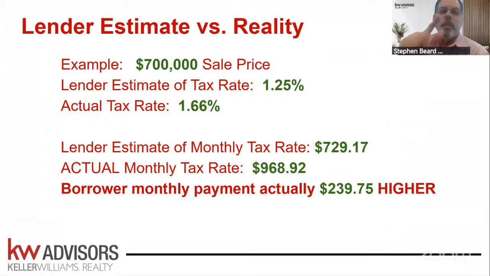But they're making an assumption about the tax rate. So you need to make sure before you write an offer that your borrower's tax rate actually matches the estimate from the lender, that the borrower is still going to be able to do it. Because if it's off by $250, the borrower may not be able to afford the house anymore. They may have to make a lower offer.